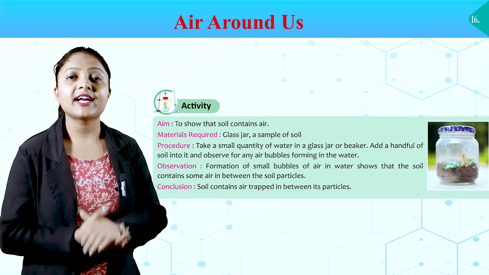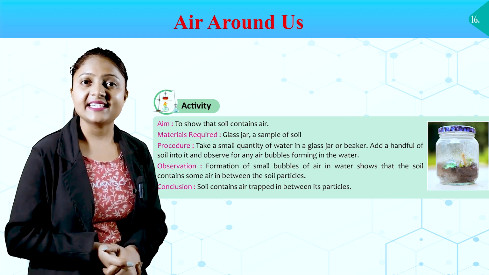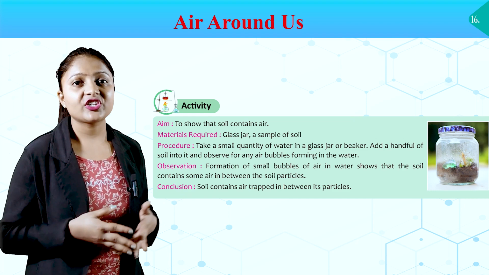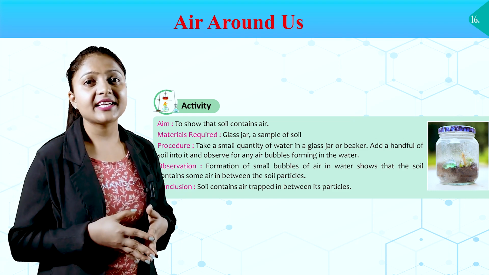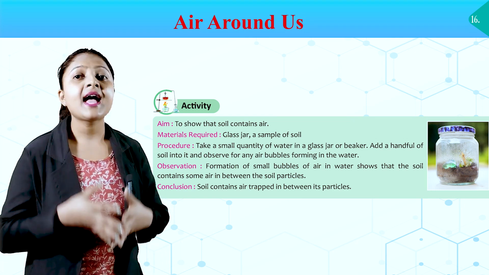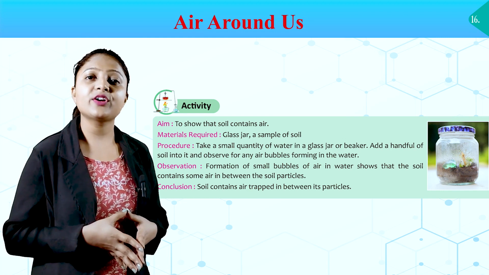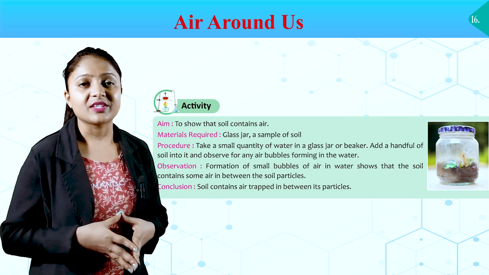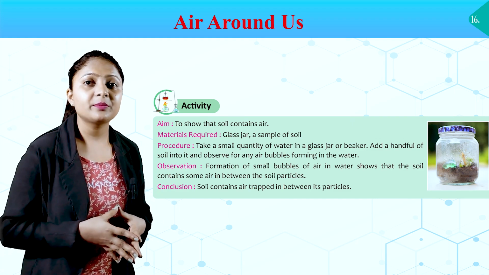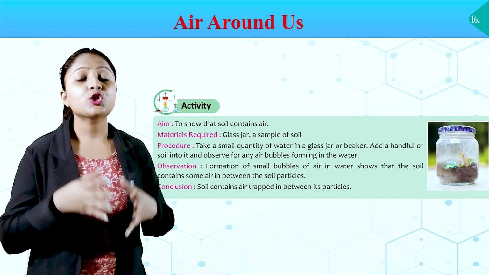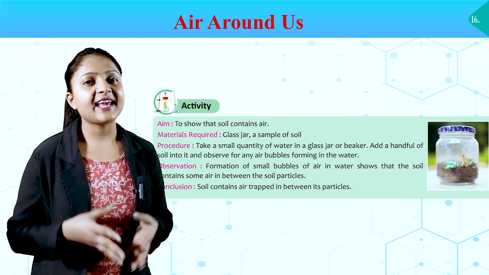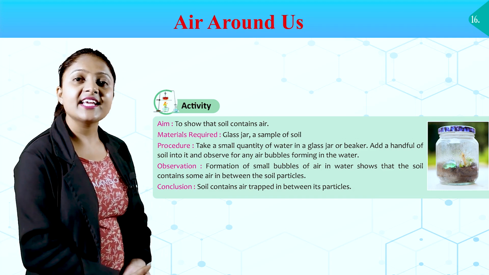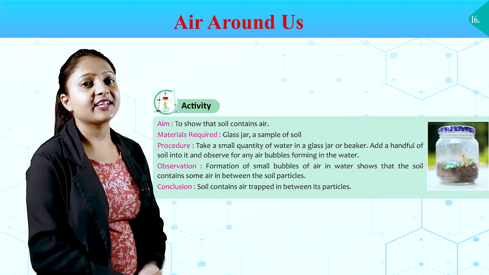Aim: to show that soil contains air. Materials required: glass jar, a sample of soil. Procedure: take a small quantity of water in a glass jar or beaker. Add a handful of soil into it and observe for any air bubbles forming in water. Observation: formation of small bubbles of air in water shows that the soil contains some air in between the soil particles. Conclusion: soil contains air trapped in between its particles.